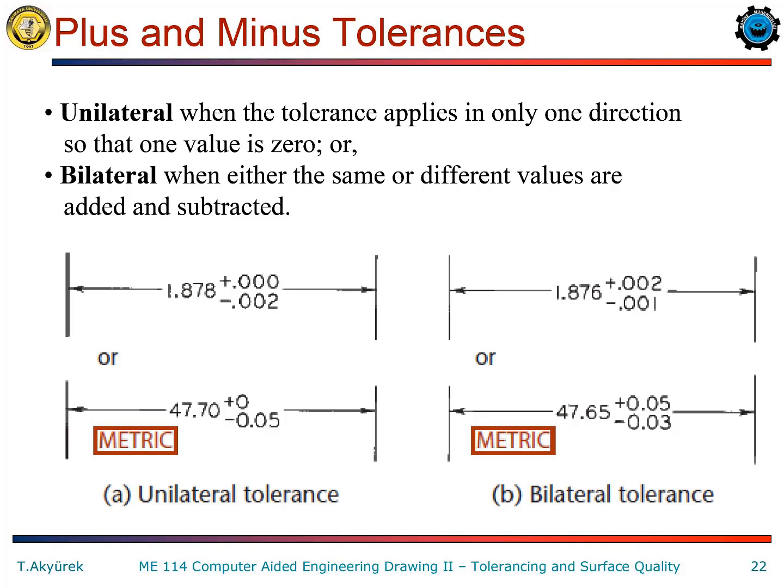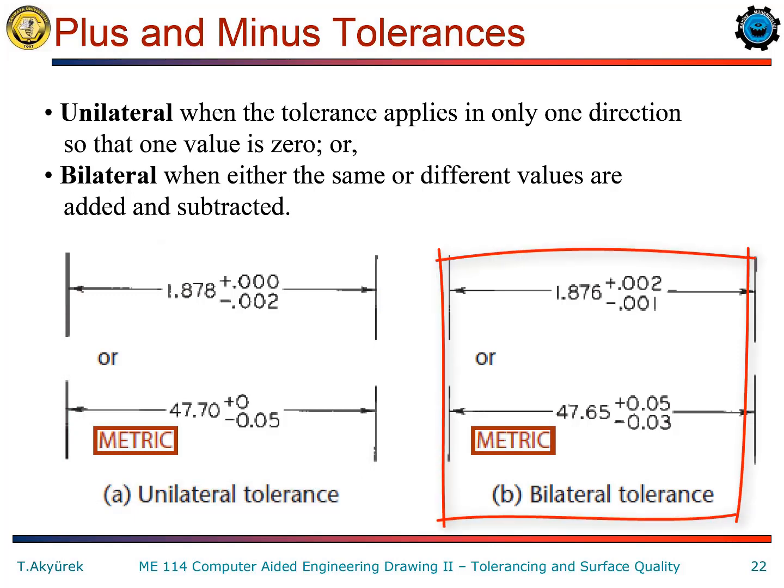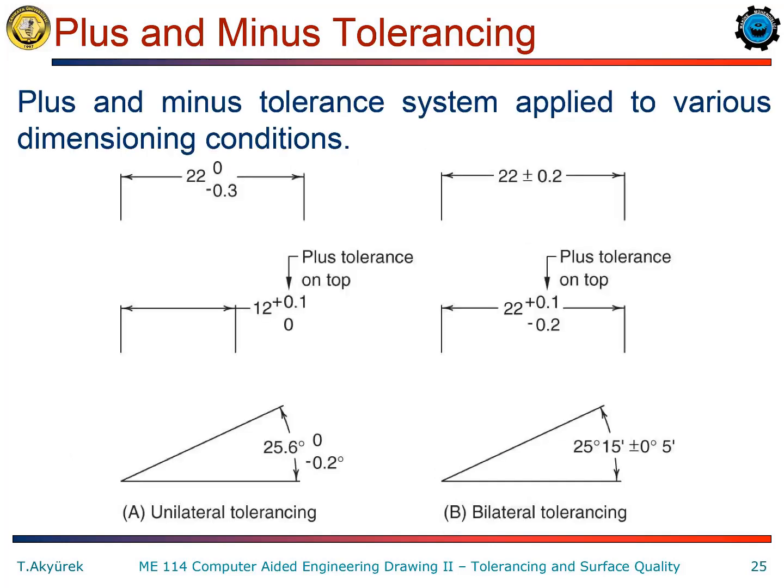In plus and minus tolerance dimensions we also have a chance to define our tolerances differently. We have two types. The first one is unilateral. Unilateral means when the tolerance applies in only one direction so that one value is 0. The second one is bilateral, when the same or different values are added and subtracted to the nominal dimensions. As we give the tolerances to linear dimensions we can also define tolerances to the angular dimensions. You can see the example in the figure.